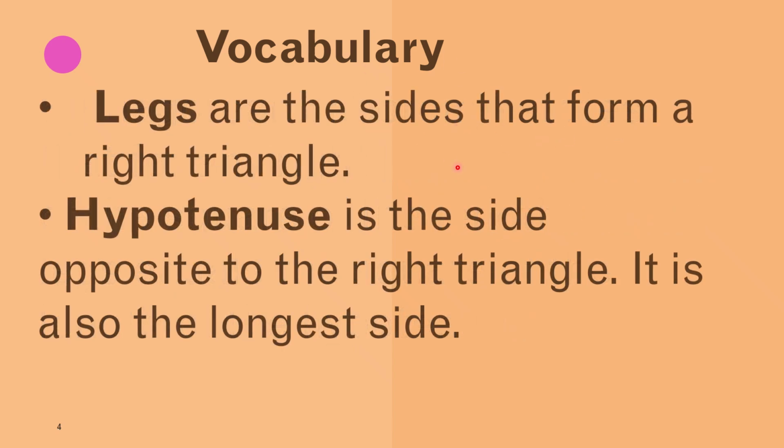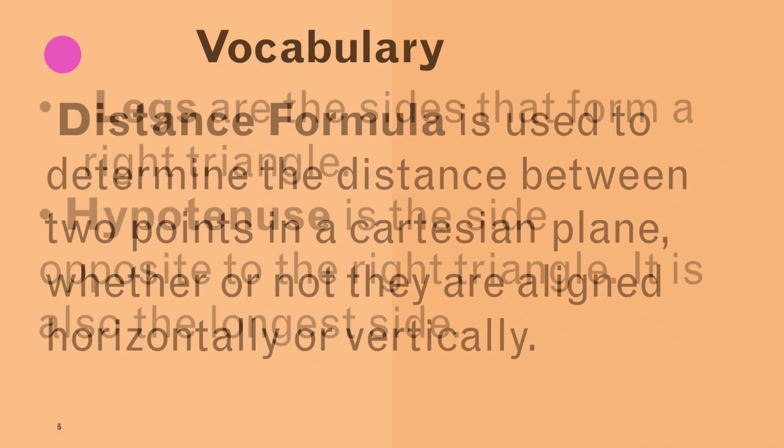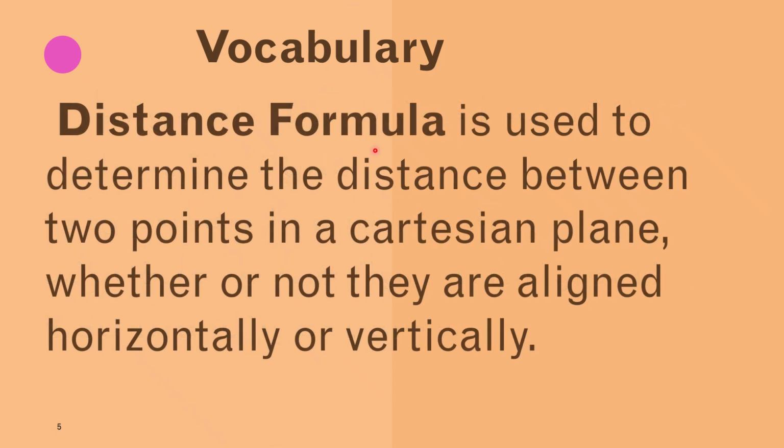Legs are the sides that form a right triangle. The hypotenuse is the side opposite the right angle. It is also the longest side. The distance formula is used to determine the distance between 2 points in a Cartesian plane, whether or not they are aligned horizontally or vertically.